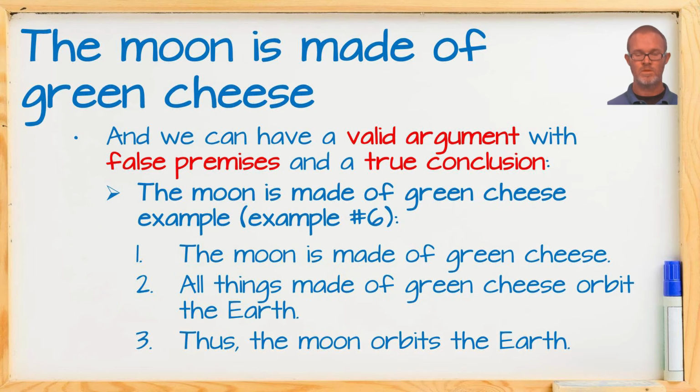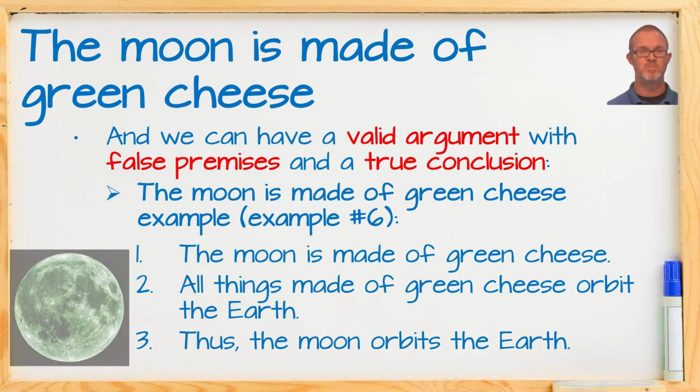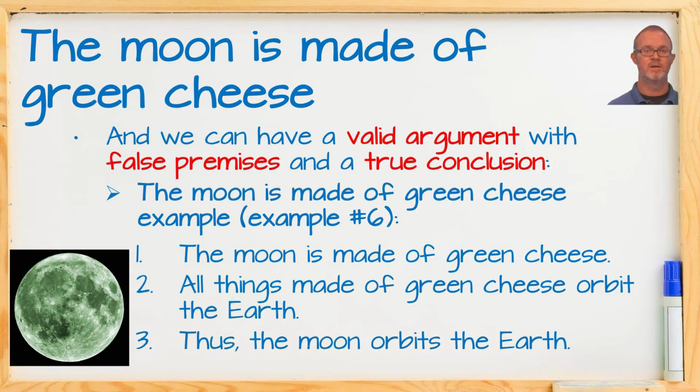Okay. So the final example we'll look at to explain validity is the moon is made of green cheese example. This one is all a bit absurd, of course, and that's a bit of the beauty about the example, but you can see in this example the necessary connection quite clearly. So the example goes, one, the moon is made of green cheese. Of course, that's absolutely absurd and ridiculous and false. And then two, all things made of green cheese orbit the earth. Again, that is something that is absurd and false and so on.